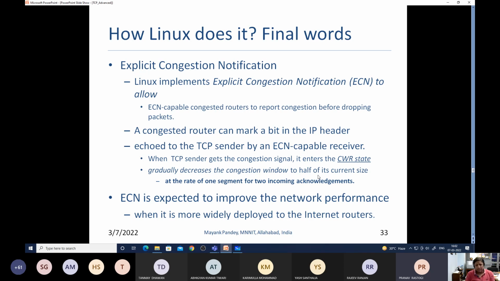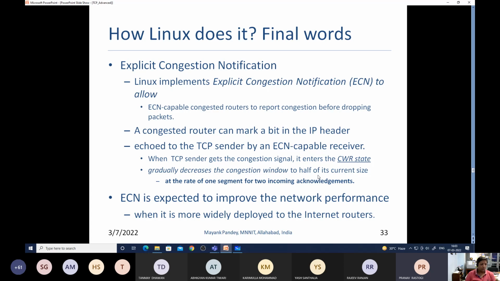But sadly, there are no... slowly and gradually we are having this technology in deployment. The routers which are ECN capable, and it is getting more widely deployed in internet routers. And now the situation is that routers are assisting the transport layer. So now see how things have started.